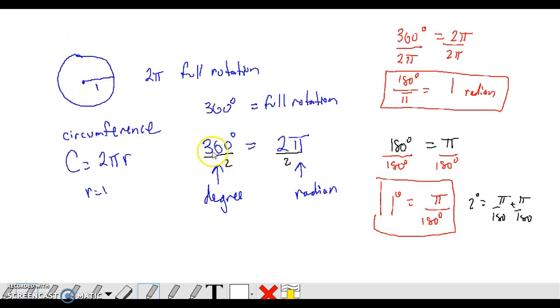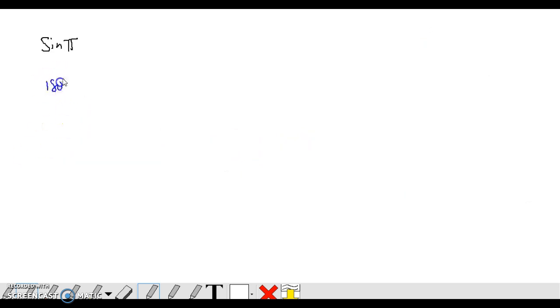All right, let's try another one. How about this one? The sine of pi. All right. So pi, if we remember back to our first video, we said 360 was equal to 2 pi, so that means 180 degrees was equal to pi. So this is equivalent to the sine of 180.